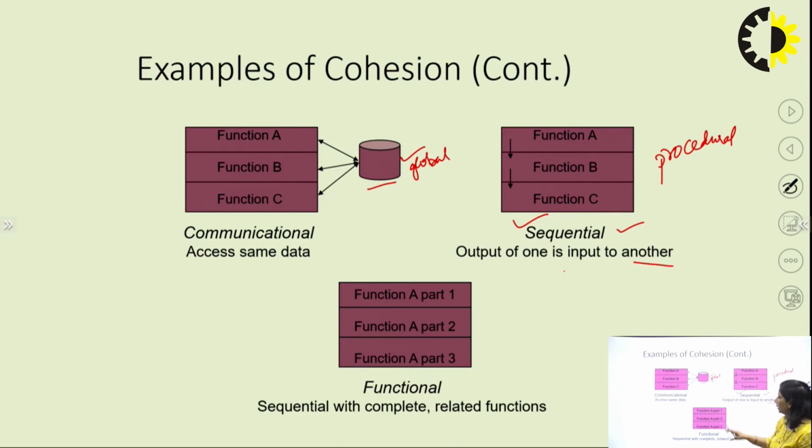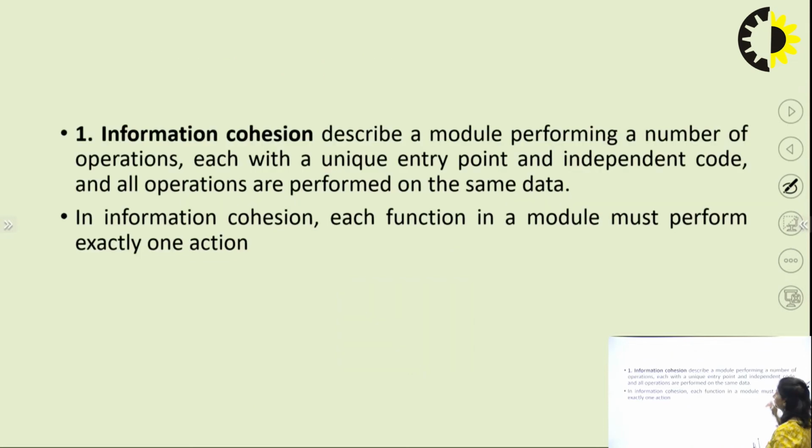Then coming to functional: function A part 1, function A part 2, function A part 3. Sequential with complete related functions, right? With complete and related functions. It is one function, your part A, part B and part 3. So this is your functional. Let us discuss all the cohesions in detail now.